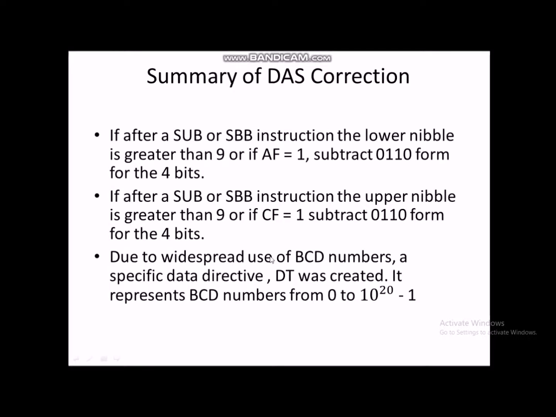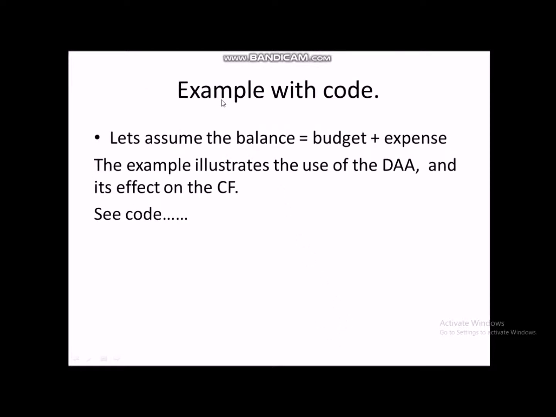Now, due to widespread application of the BCD number system, a specific directive DT was created. It represents binary numbers from 0 to 10 to the power 20 minus 1. We are not going to talk about this in this presentation. Now, to conclude our presentation, we are going to try to write a code that reads the budget, adds it to the expense, and then stores the value in the balance.